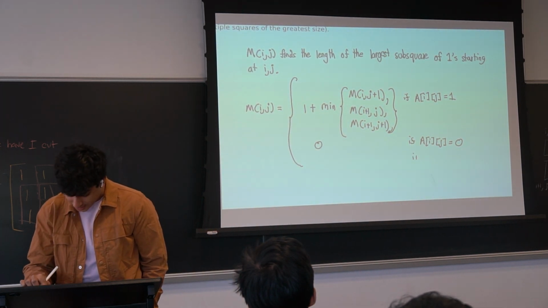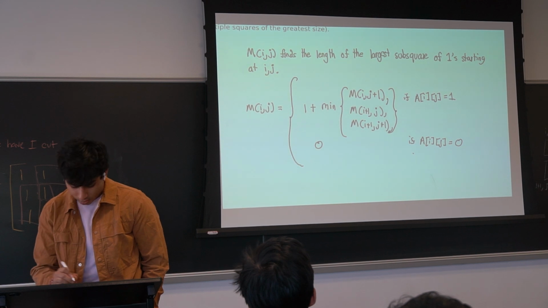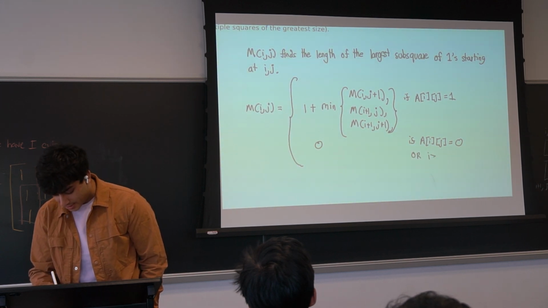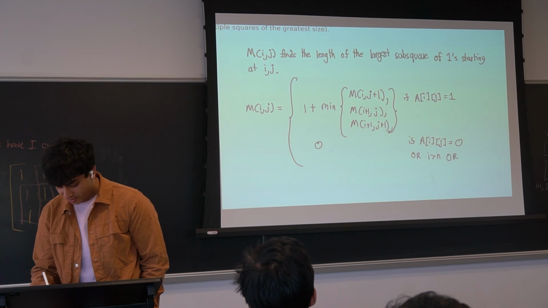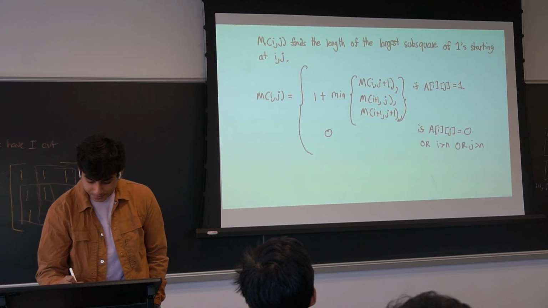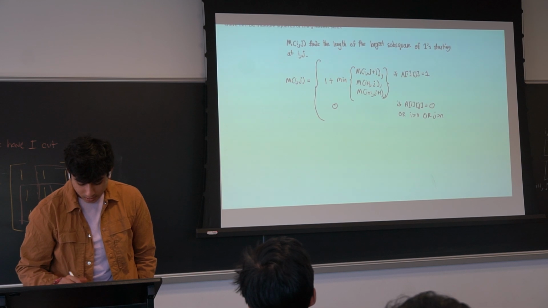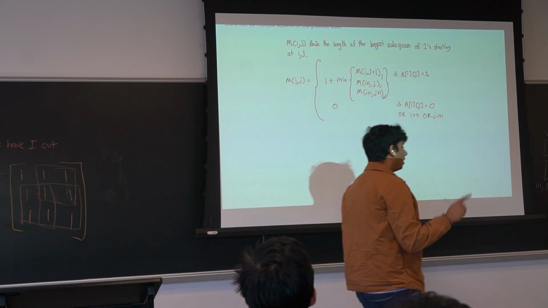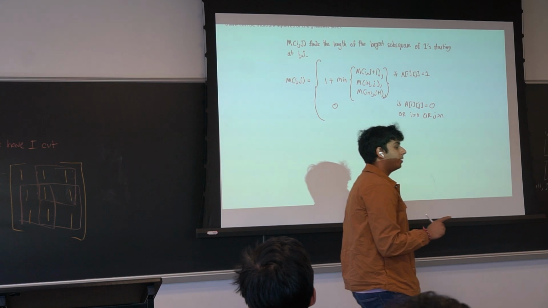So if i is greater than n, or if j is greater than n. So this is my recurrence. Now, he pointed out something interesting. How do I actually call my recurrence to get my answer?